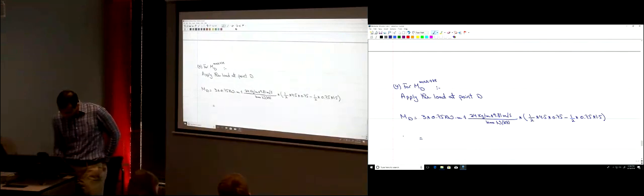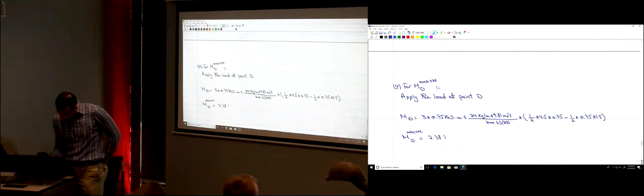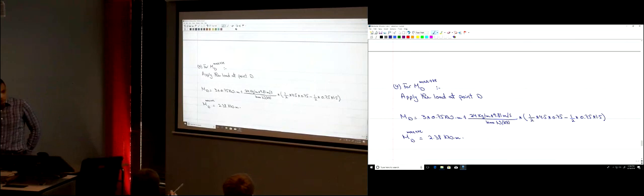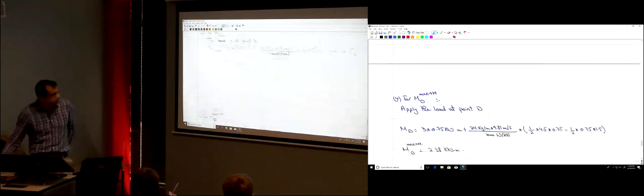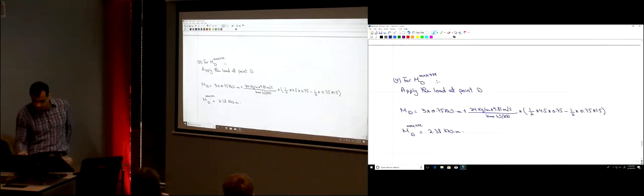And that's it. M_D maximum positive is equal to 2.38 kilonewton meters. Any question? Why did you put 4.5 instead? Should be 30. Oh, okay, yeah.